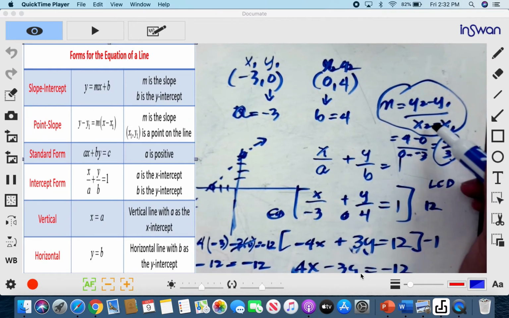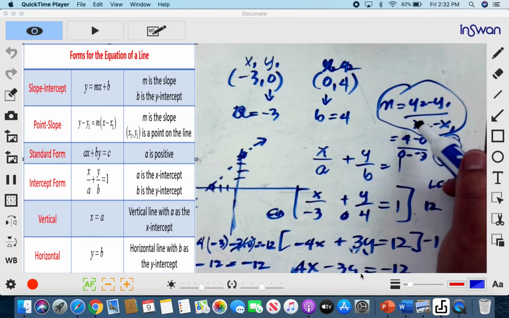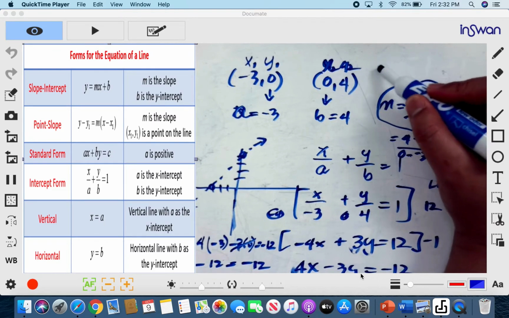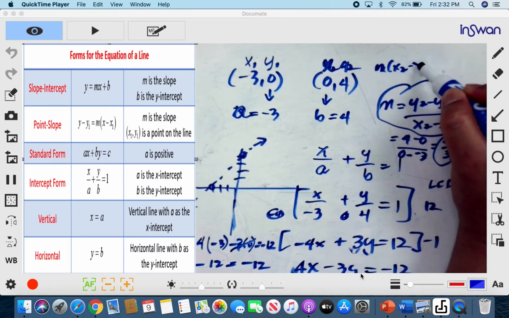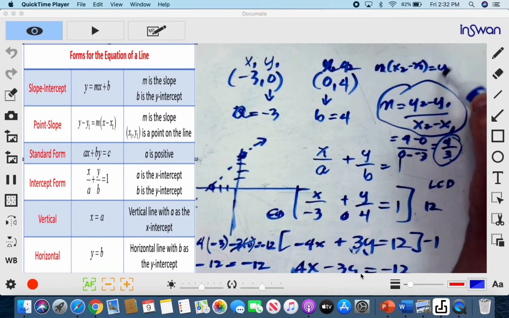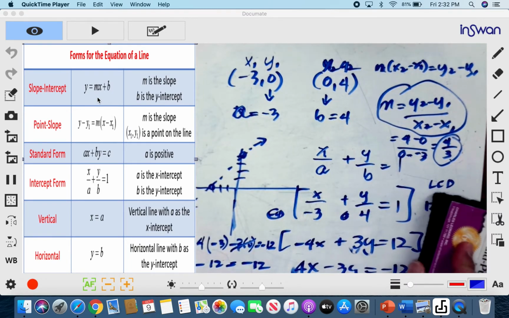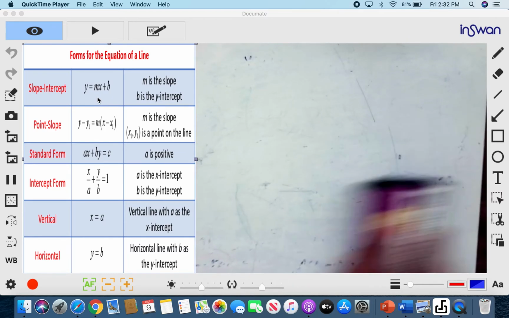This is actually where the point slope form was derived. You see, if I'm going to cross multiply, I will have m(x2 minus x1) is equal to y2 minus y1, which is actually the point slope form of the equation of a line. So you see, everything about a line is actually about the slope. Okay, if you know the slope, you can characterize an equation of a line.